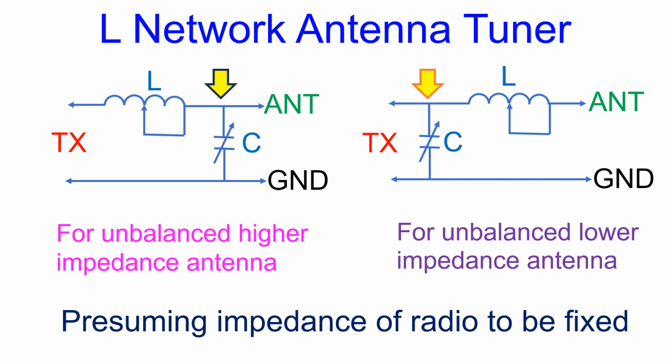A rotary switch can be used to switch the connection of the shunt capacitor from one side to other to change from one type to another. This arrangement may be useful when you wish to change from an antenna with higher impedance like a folded dipole to one with a lower impedance like a half-wave dipole. L network tuners are quite popular and seen in production tuners.